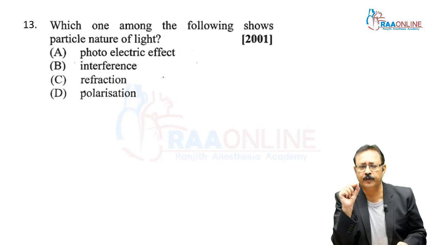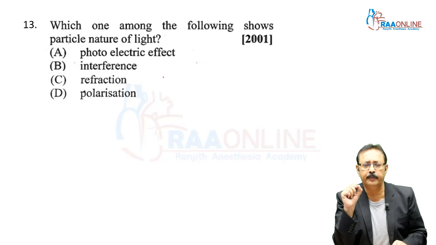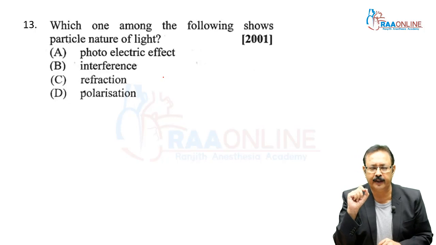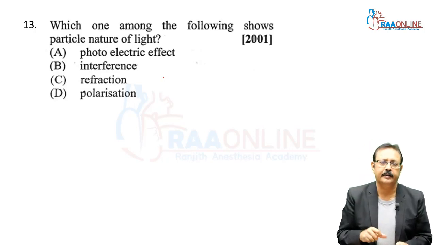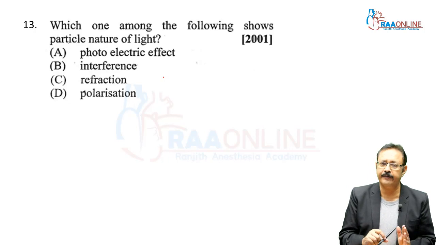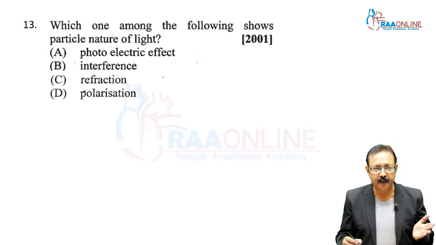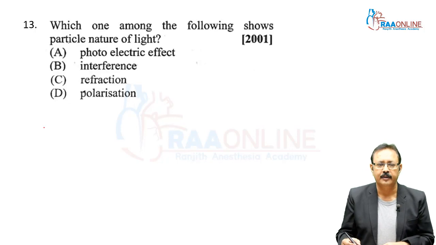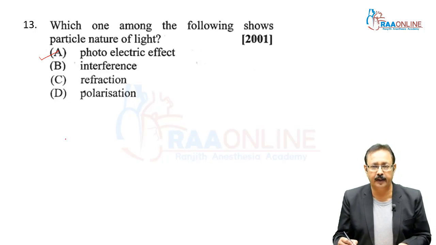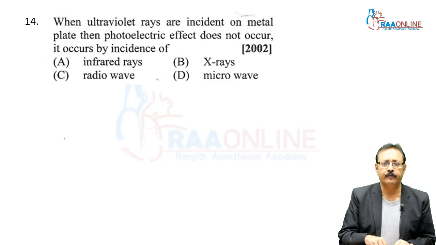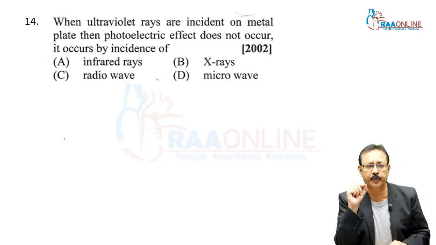13th, it is from 2001 AIPMT. Which one among the following shows the particle nature of light? We discussed that the photoelectric effect established the dual nature of light. Previously it was a wave, but now it behaved like a particle. So, particle nature is defined by the photoelectric effect. So we will go with option A.